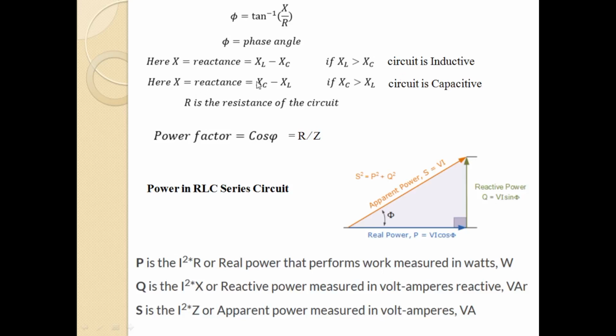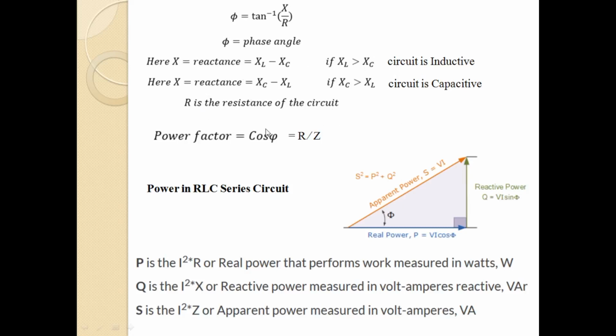And here when XC is greater than XL, the total reactance X is given by XC minus XL. In that case, you can see that the circuit is capacitive and the phasor relation between the voltage and current will be such that the current will be leading with respect to the applied voltage by an angle of 90 degrees. Current will be leading with respect to the voltage. In this case, current will be lagging with respect to the voltage. And here you can see that R is the resistance of the circuit.